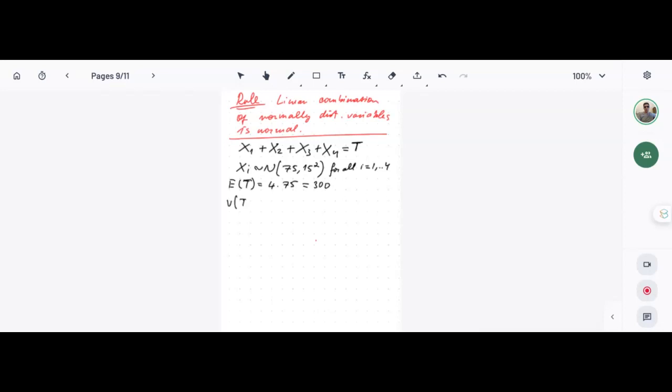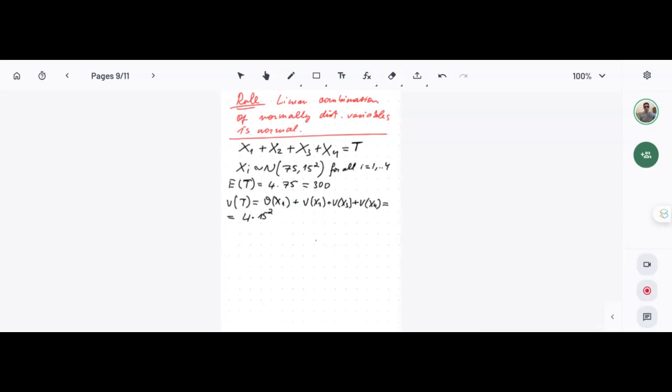Now let's find the variance of T. Variance of T, because of independence assumption, is going to be equal to variance of x1 plus variance of x2 plus variance of x3 plus variance of x4, and all x's have the same variance equal to 15 squared, right? Because of independence assumption, you can write it in this way. Otherwise, you have to take into account the covariances. So here we're going to receive 4 times 15 squared. That is your variance.